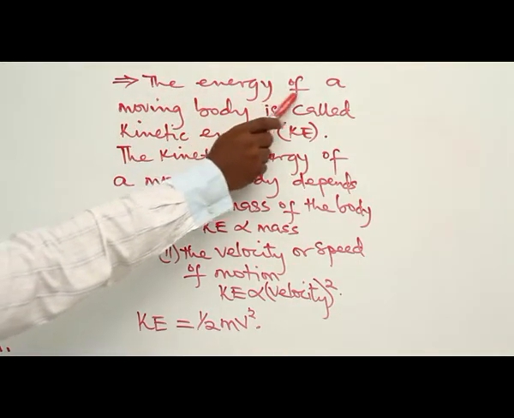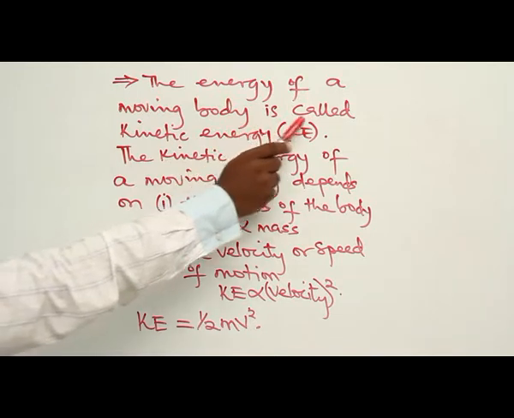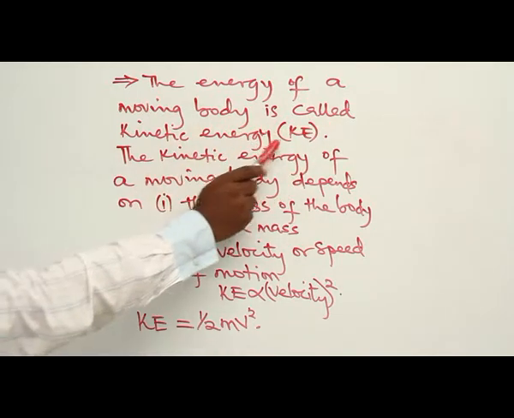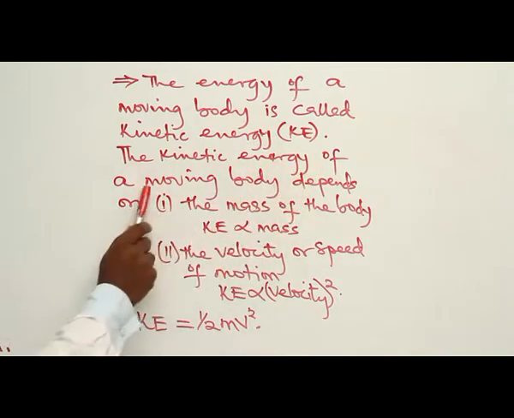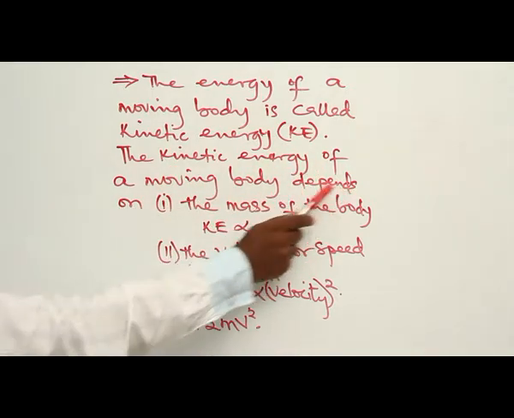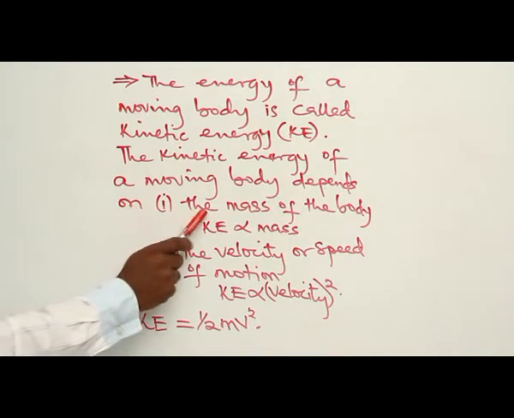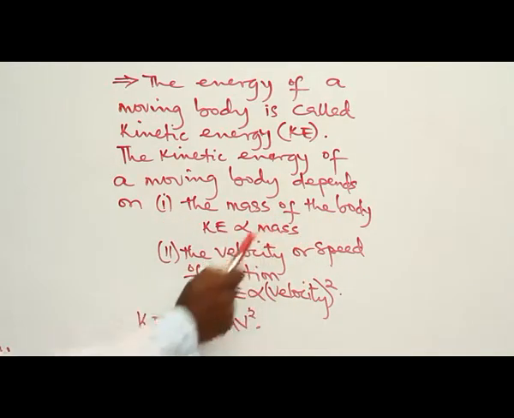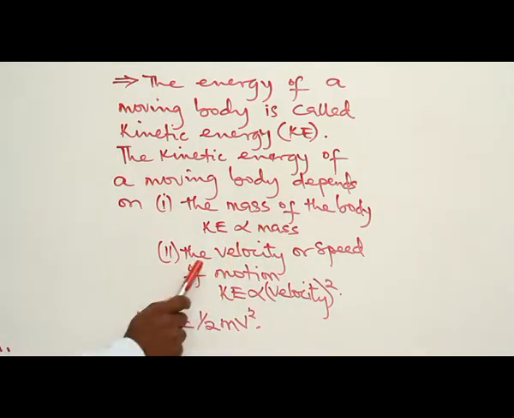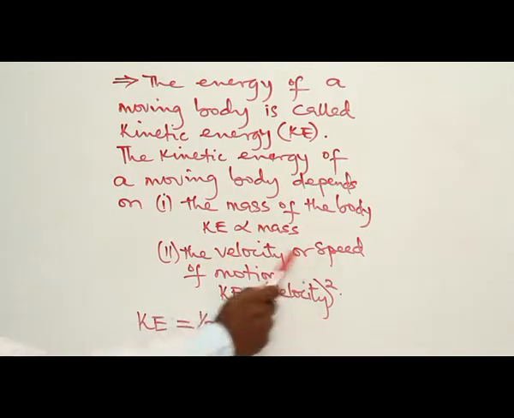The energy of a moving body is called kinetic energy, KE. The kinetic energy of a moving body depends on one, the mass of the body. In fact, it's directly proportional to the mass. And two, the velocity or speed of motion of the body. Kinetic energy is directly proportional to the square of the velocity.